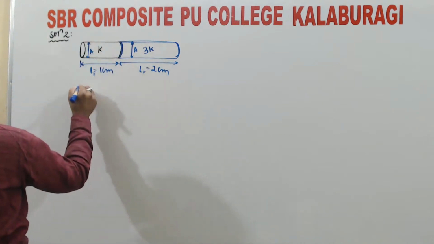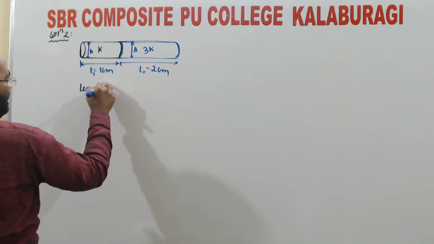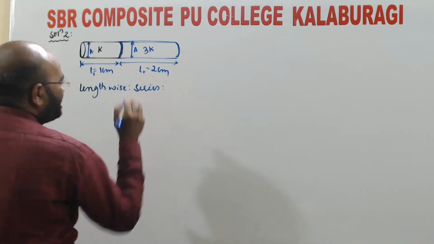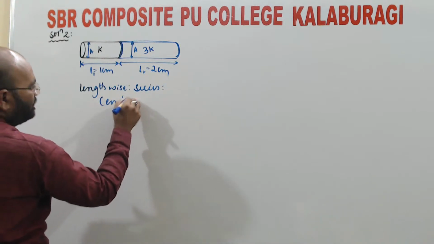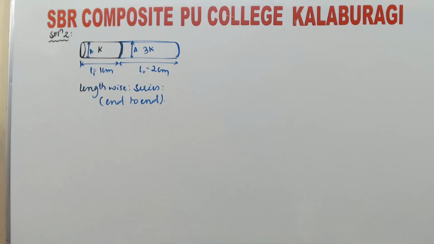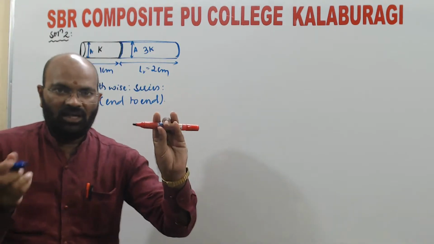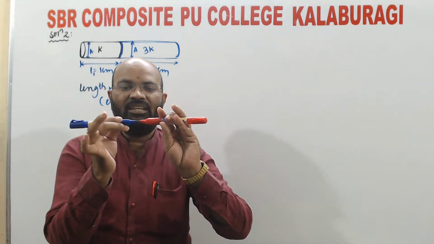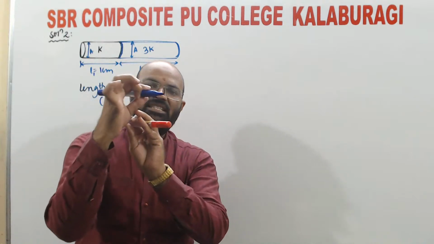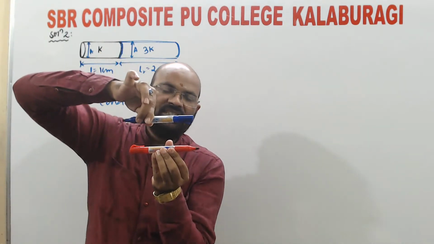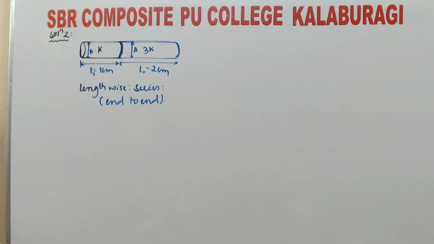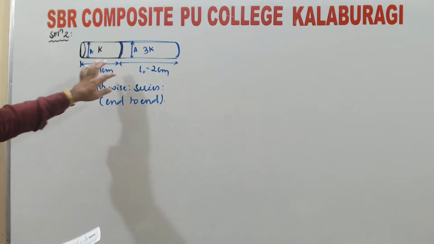What is lengthwise? Lengthwise is also called a series. What is a series? Series is an end to end connection, like this. So this is one rod and this is another rod. If I join them end to end like this, we call it a series connection. If connected like this, it is called a parallel combination. Therefore, according to the question, a series connection is given.